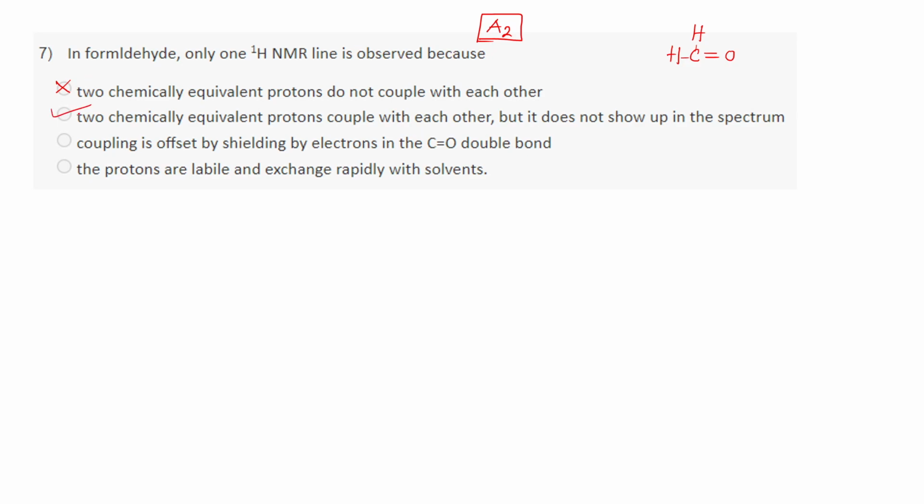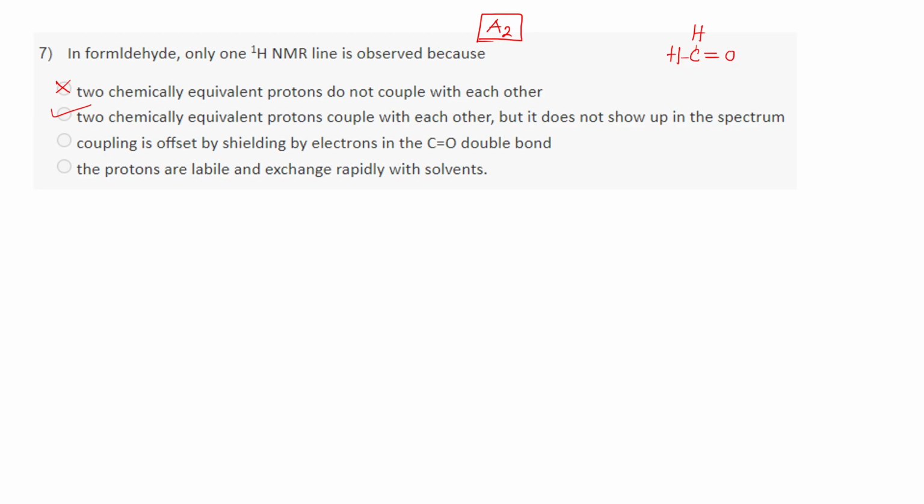What about the third option? You already know this is an MCQ question and this is right. Let us see what others are saying. The statement is, the coupling is offset by shielding by the proton of the C double bond O carbonyl carbon. Actually, it is not. So it is also a wrong option. What about the next? That the protons are labile and exchange rapidly with solvent.